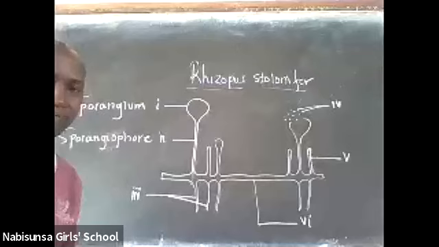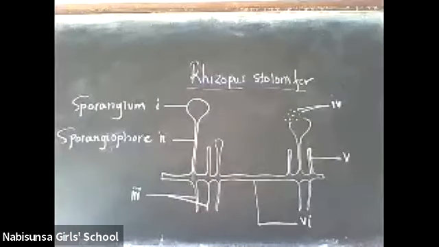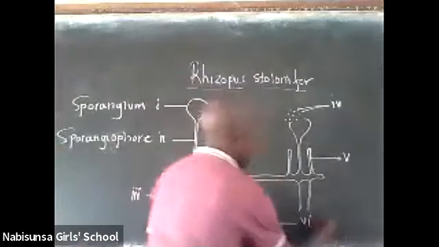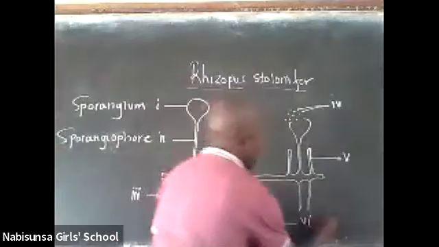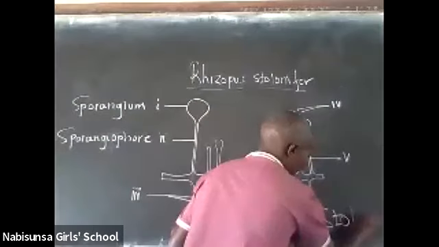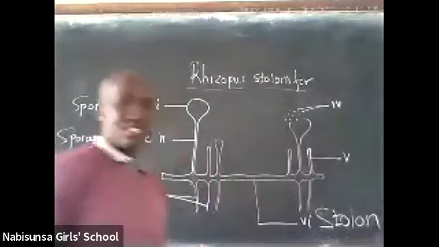VI is the stolon. VI, common. That's 6. Yeah, 6 is good.